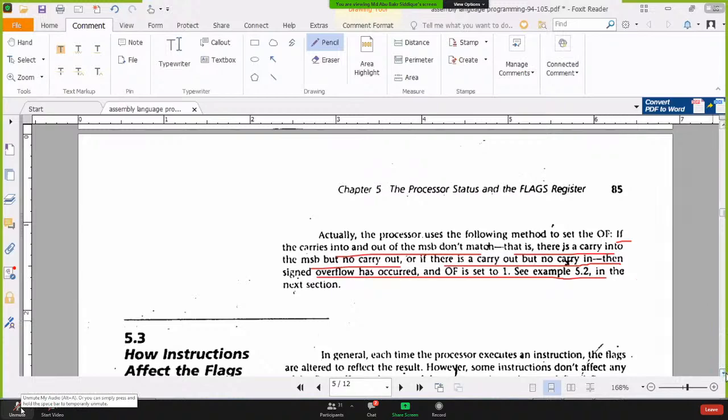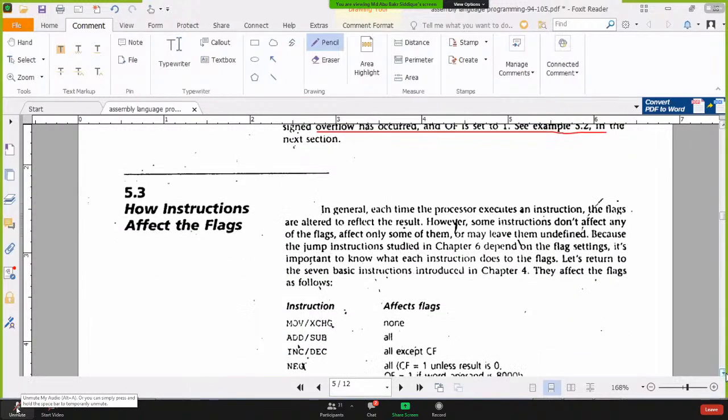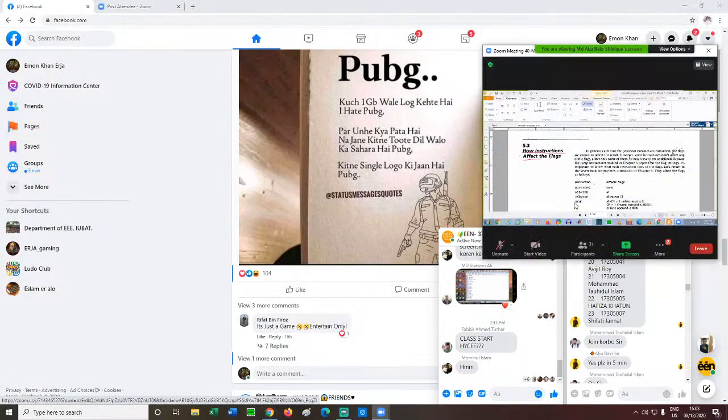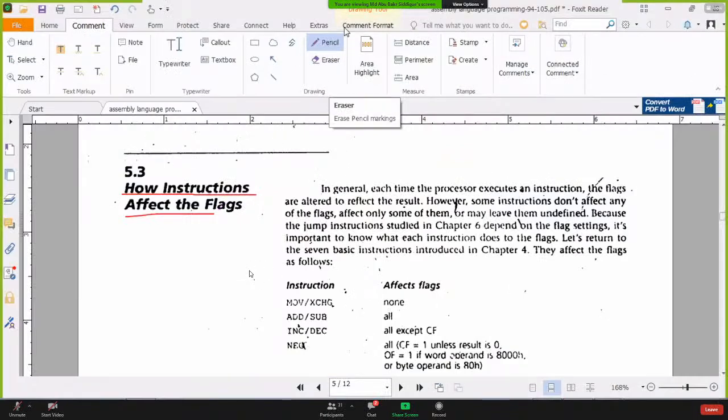Okay, so next, how instructions affect the flags. So in our chapter 4, can you remember those instructions we studied in chapter 4? What are the instructions we studied in chapter 4?